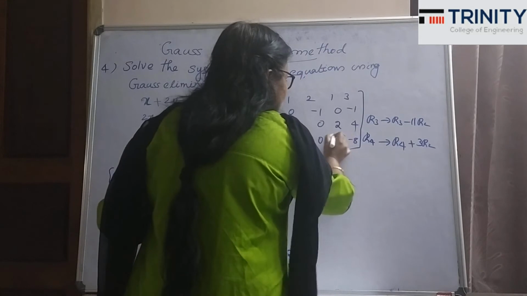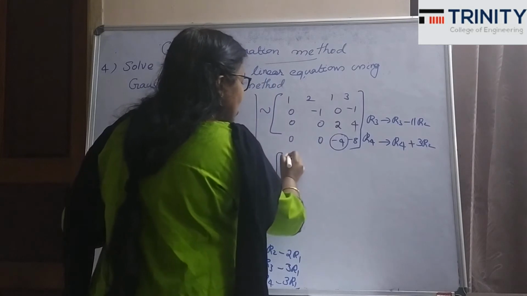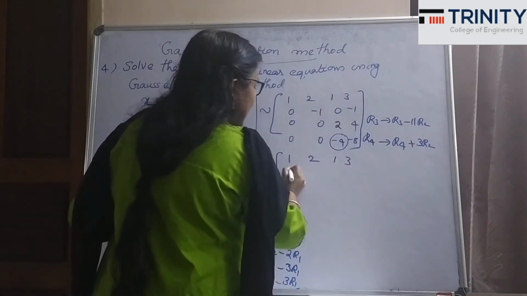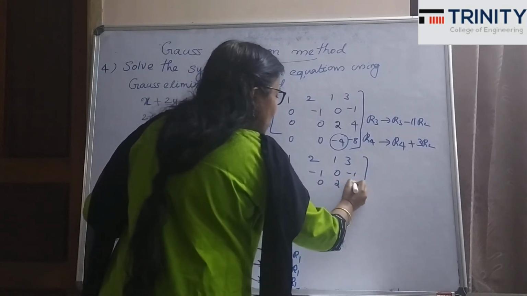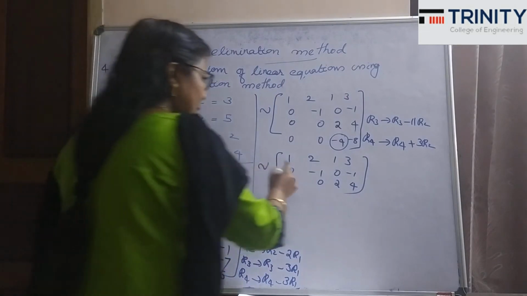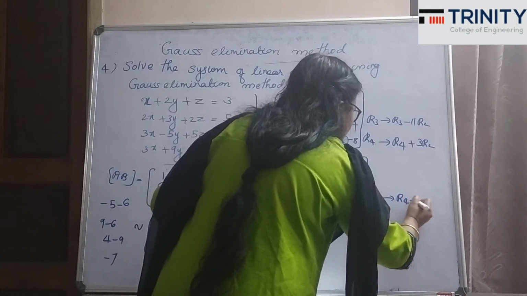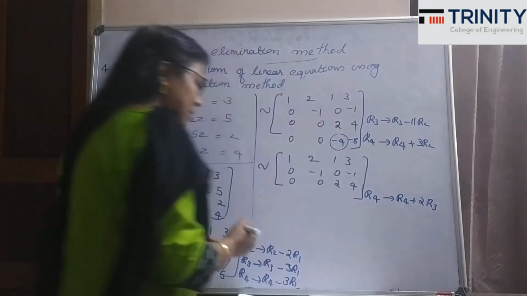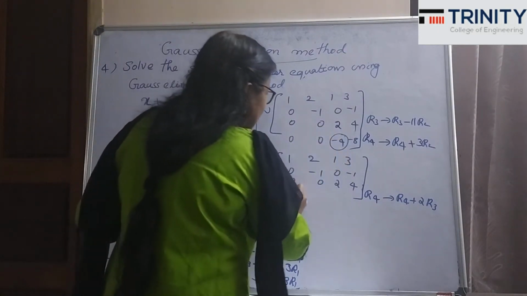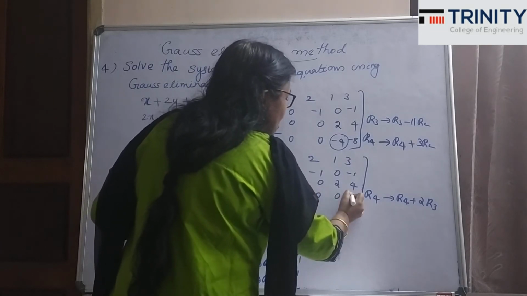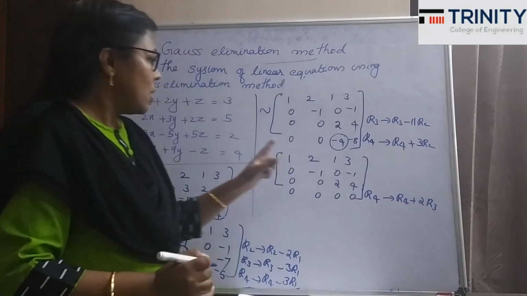Now we have to reduce this minus 4 into 0. Here the first 3 rows become fixed. 1, 2, 1, 3. Then 0, minus 1, 0, minus 1. Then 0, 0, 2, 4. Then R4 changes to R4 plus 2 times R3. That is 0, 0, 0, 0. One row reduced to 0.